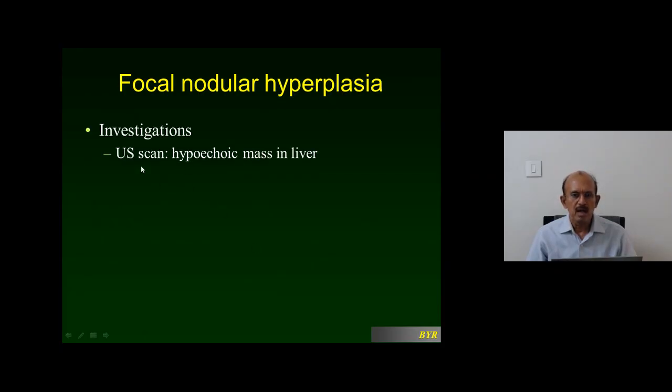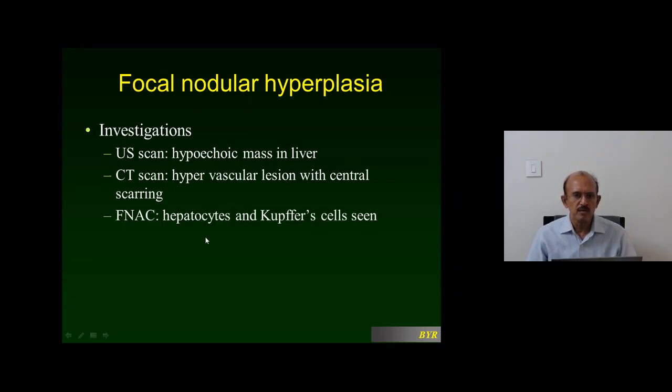Investigations: ultrasound scan will show a hypoechoic mass in the liver. CT scan will show a hypervascular lesion with central scarring. Then you have to do FNAC or true-cut biopsy that will confirm the diagnosis. So the normal hepatocytes and normal Kupffer cells are seen without any pleomorphism or without any feature of malignancy. Treatment: no treatment is required for this particular condition.